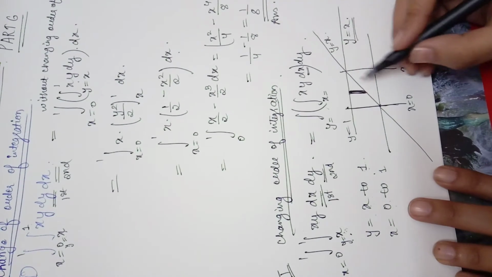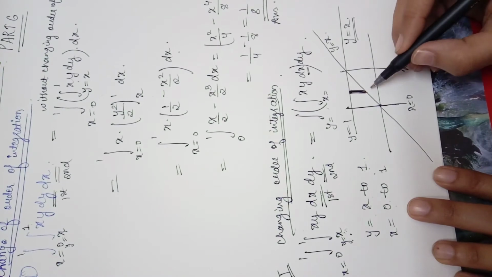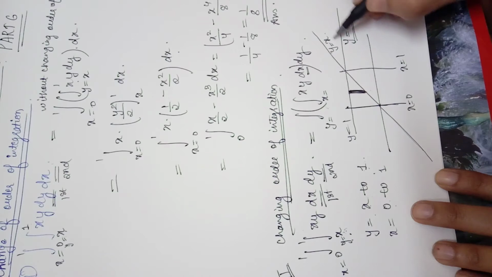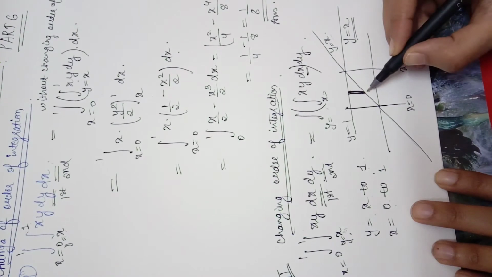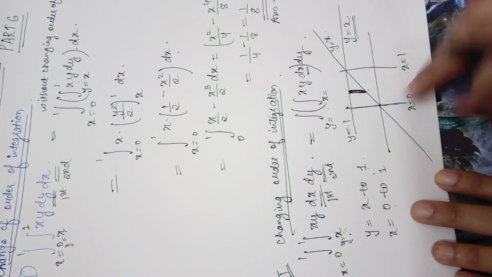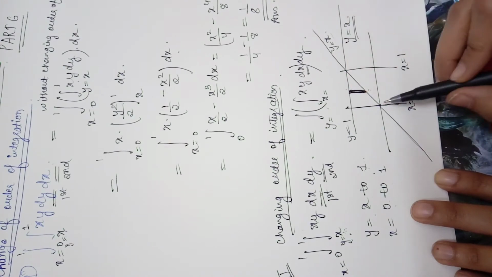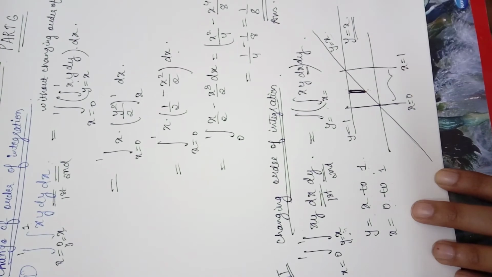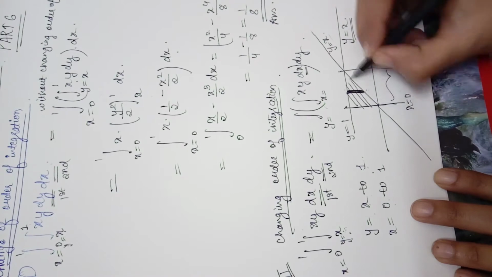So I'll be considering this vertical strip, right? This vertical strip, it is going from y equal to x. This entire line is the equation y equal to x. So y equal to x, it is starting and going up to y equal to 1. And if I consider x, this strip is going from here till here, right? And it is covering all this x equal to 0 to 1. Okay, this is the region.